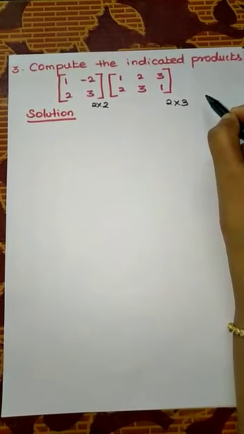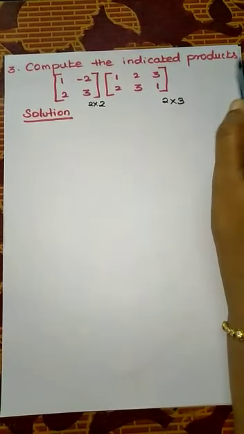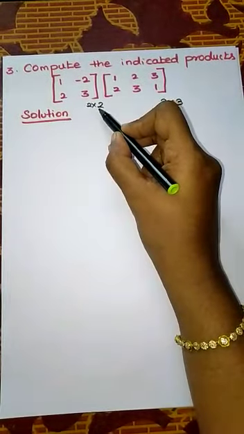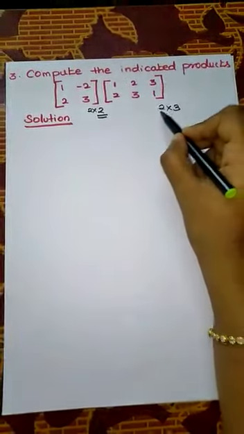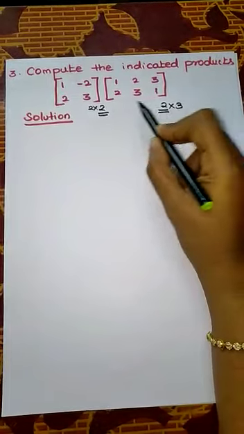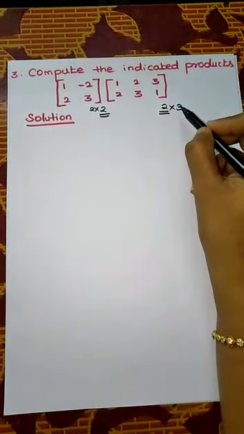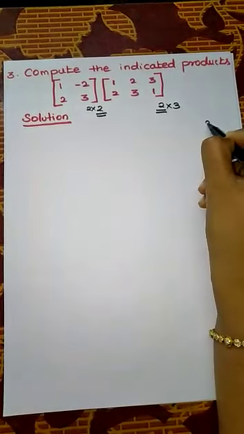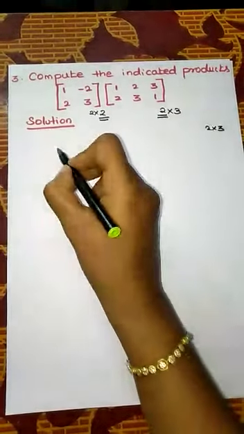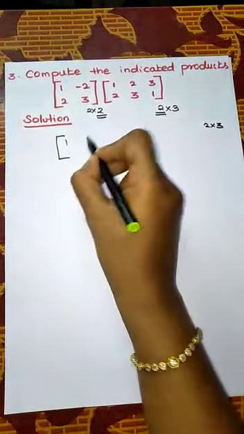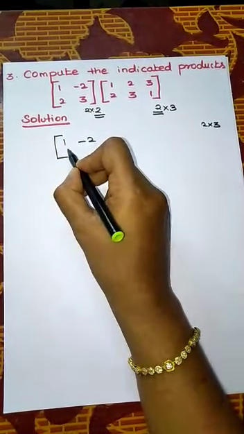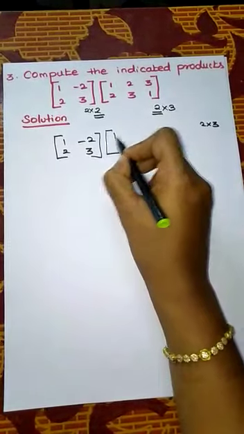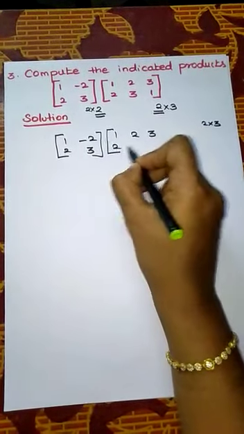In addition and subtraction of matrices, we just check that the matrix orders are equal, then we add or subtract. But for multiplication, only when the first matrix's columns equal the second matrix's rows is the product of the matrices defined. Now the 2 cancel, so our answer is actually a 2 cross 3 matrix. Okay, first we are going to multiply the matrix [1, minus 2; 2, 3] with the second matrix [1, 2, 3; 2, 3, 1].